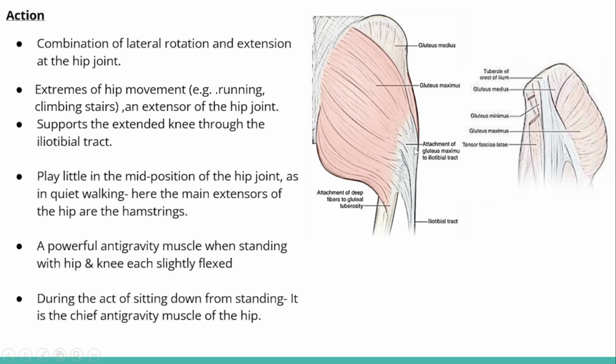During quiet walking, where the hip is in mid position, this muscle plays a negligible role. In this position, the main extensor is the hamstrings. Again, the gluteus maximus muscle works as an anti-gravity muscle when standing with the hip and knee slightly flexed, and also when sitting down from a standing position. This is a powerful, chief anti-gravity muscle.